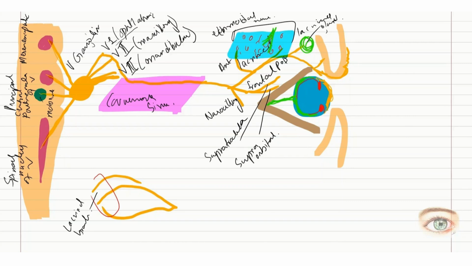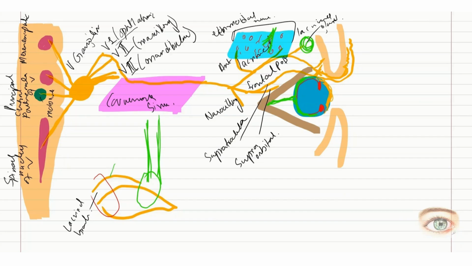Now, the supratrochlear will also provide innervation to the palpebral conjunctiva and to the outer side of the skin, but on the nasal side, on the more nasal side. So the supratrochlear will supply innervation to the medial side of the palpebral conjunctiva and the outer side of the lid. Also, it will provide innervation to the medial side of the forehead, right?